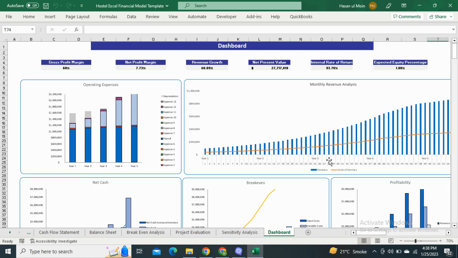In the last, we have the dashboard, which shows the most relevant financial graphical representation of the model and depicts the key financial metrics for the better understanding of the performance measures.